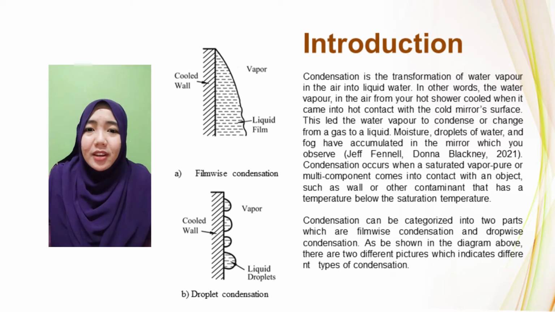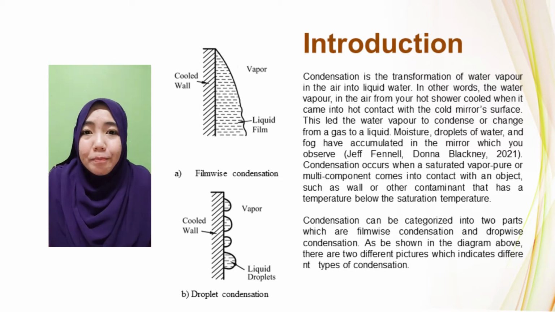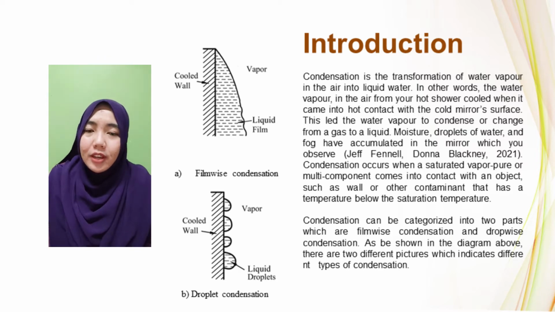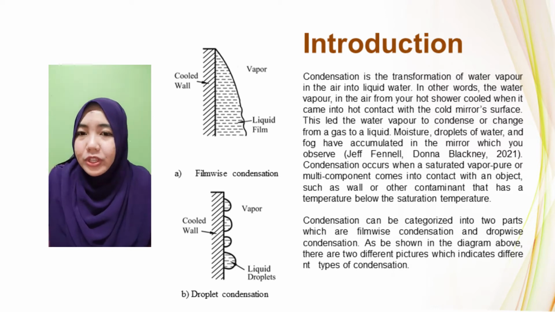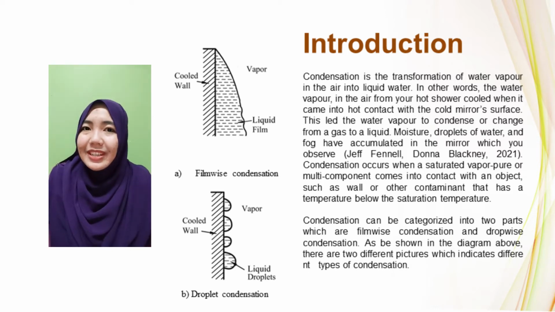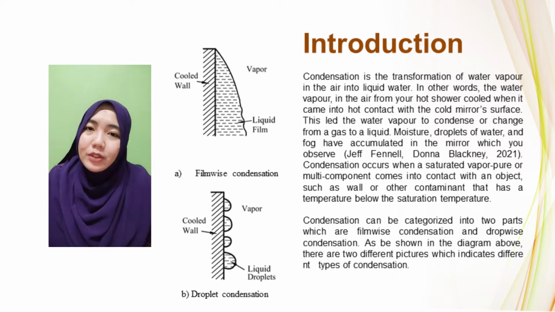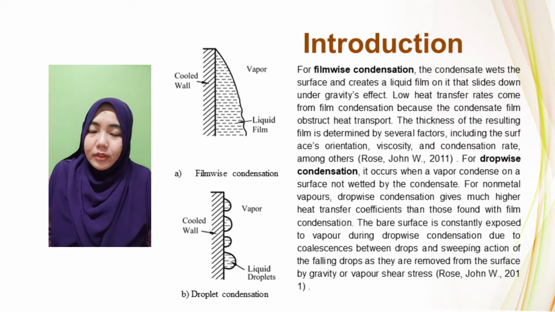Condensation occurs when a saturated vapor, pure or multi-component, comes into contact with an object such as a wall or other surface that has a temperature below the saturation temperature. Condensation can be categorized into two types, which are film-wise condensation and drop-wise condensation.